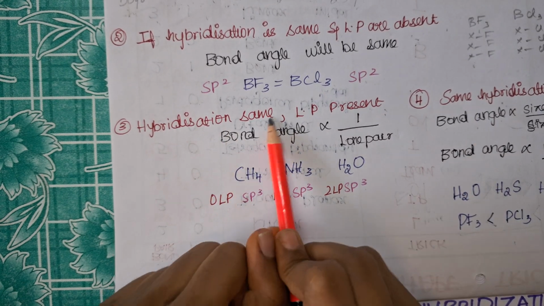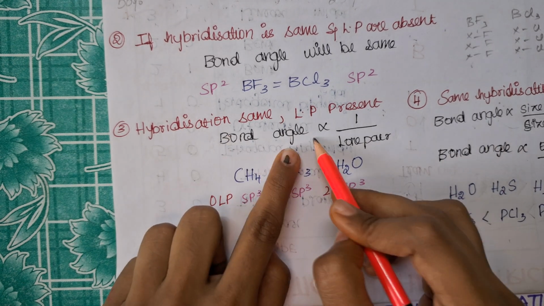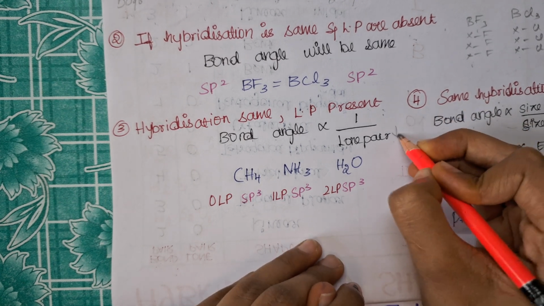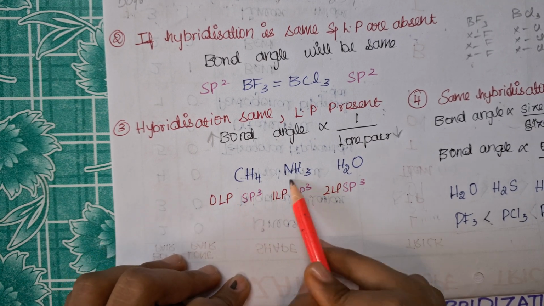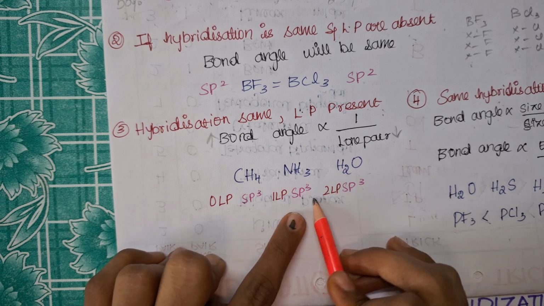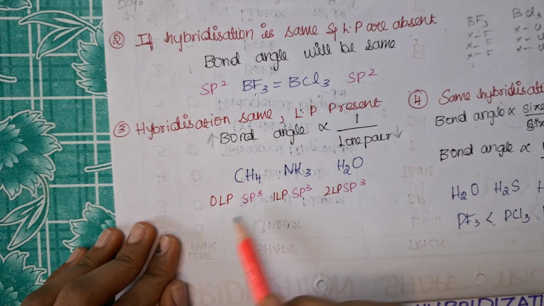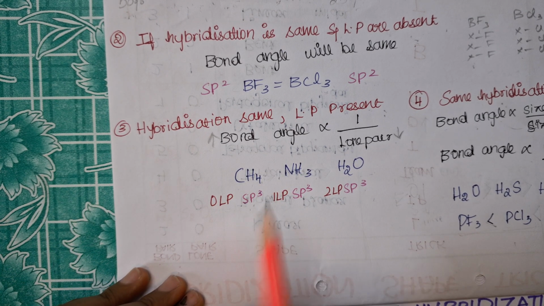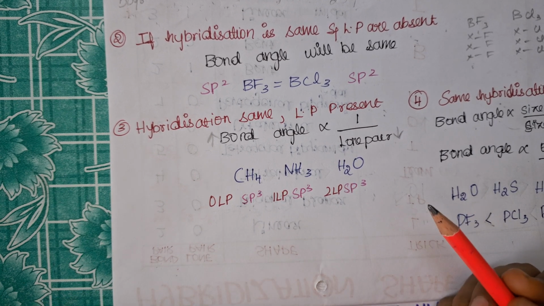Now, if your hybridization is same and lone pairs are present, then what will you do? Then the answer is that your bond angle is inversely proportional to the lone pair. That means if your lone pair decreases, bond angle increases. Let's take these three examples: CH4, NH3, H2O. Here CH4 has sp3 hybridization, NH3 is also sp3 and H2O is also sp3. As we discussed earlier, the hybridization is same for everything. Now see, CH4 has 0 lone pairs, NH3 has 1 lone pair, H2O has 2 lone pairs. So now how to calculate this?